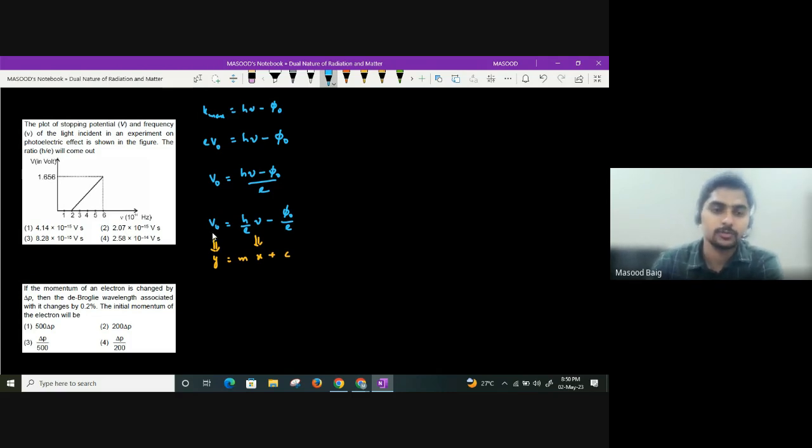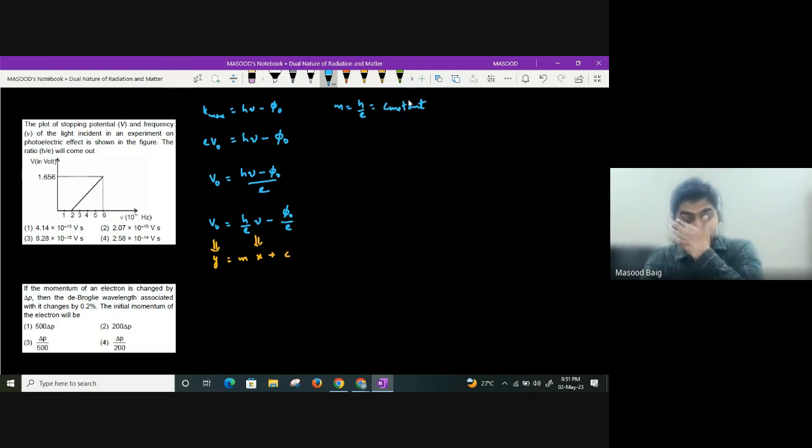Whenever you plot stopping potential versus frequency, it will follow a straight line. What will the slope be? h by e. This h value is constant, e value is constant. So you take any surface, guys, the slope for all the surfaces will remain constant. And what will be the intercept? You will get it as minus phi naught divided by e. Negative intercept again. For different surfaces, the phi naught value will be different, so the intercept will be different.